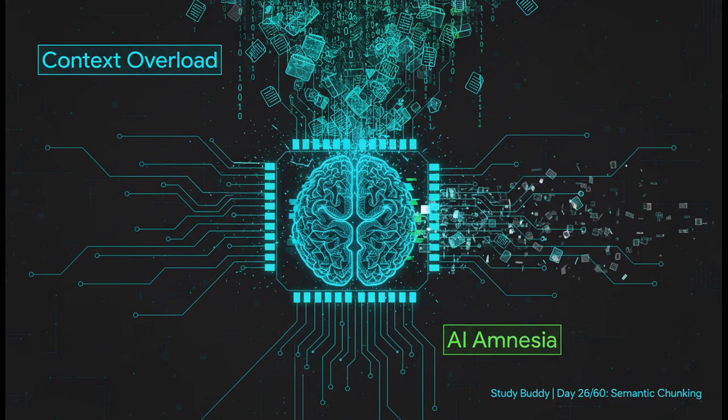And the villain of our story? It's got a name: context overload. This is exactly what happens when you throw these huge, messy inputs at your system. It leads to something I like to call AI amnesia, where the AI literally forgets the critical details from the beginning of the document by the time it gets to the end. I bet that sounds familiar.